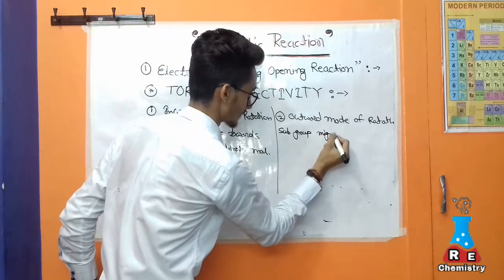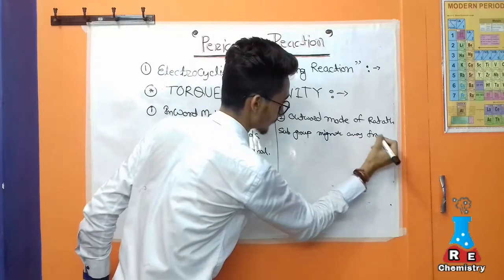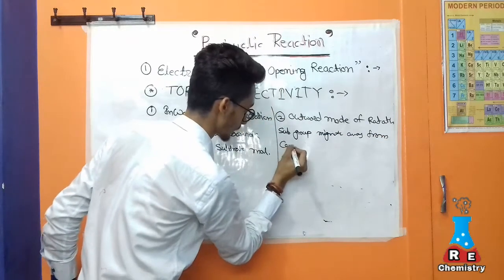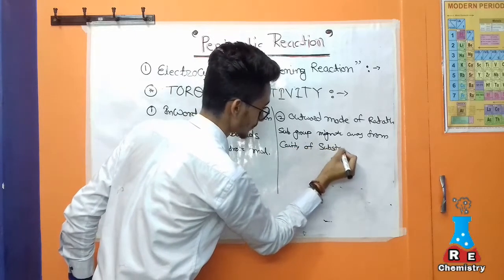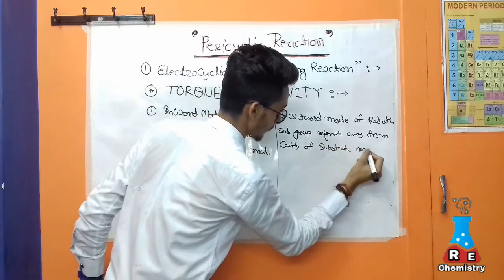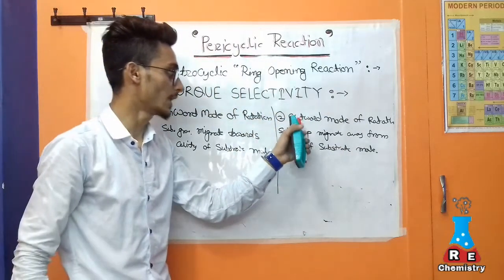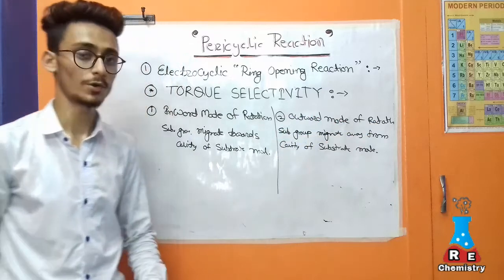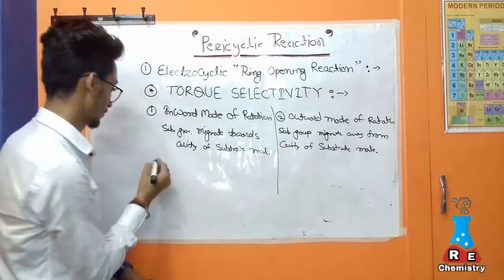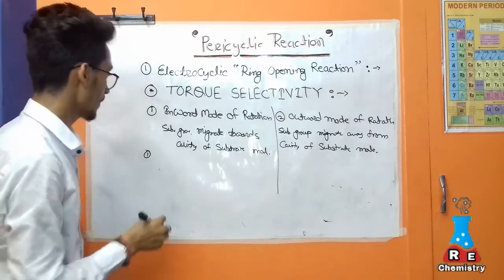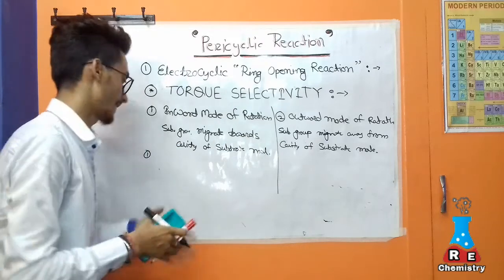migrates away from the cavity of the substrate molecule. Okay, this type of rotation is called the outward mode of rotation. Okay, let's explain with this example. The first example is where both conrotation and disrotation take place.